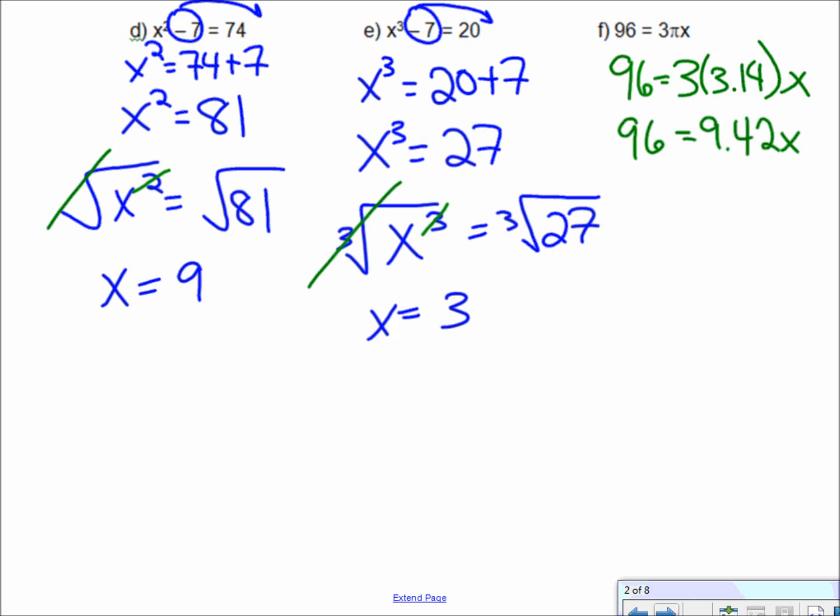Now, in order to get rid of that 9.42, I'm going to divide both sides by it. These cancel to 1, right? So I get 96 divided by 9.42, which gives me 10.19. Does everyone agree?